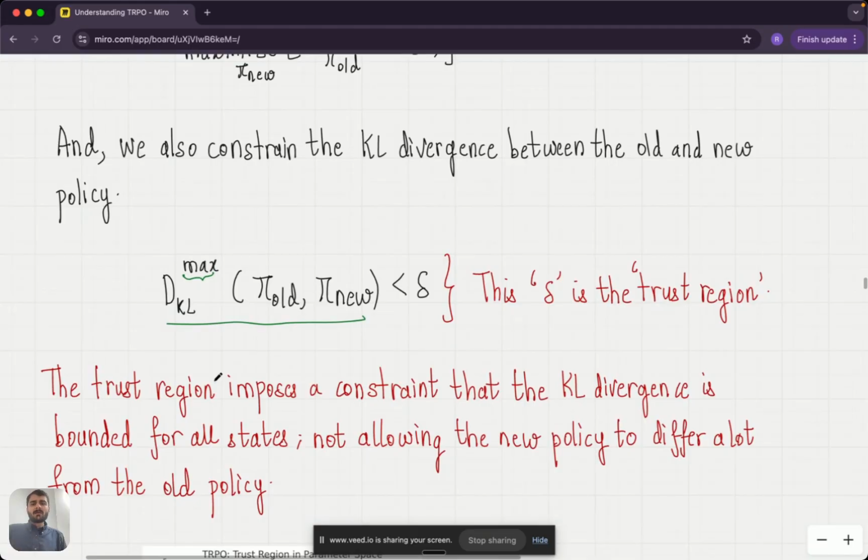In the next lecture, we will look at how this constrained optimization function in TRPO is actually solved.